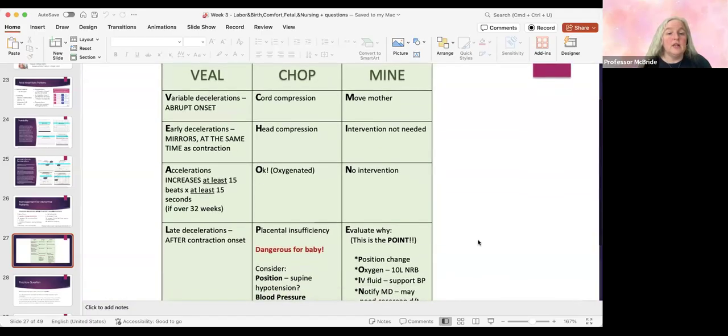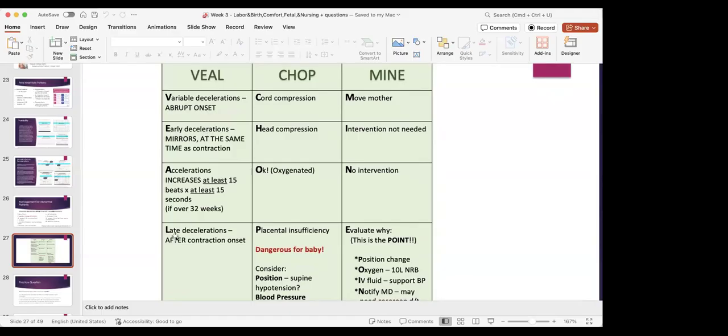The other thing on this chart, in the capital letters, are those little cheat words. If you see the words abrupt onset, it's a variable. If you see mirrors or happens at the same time, it's early. And if you see the word after, it's late.